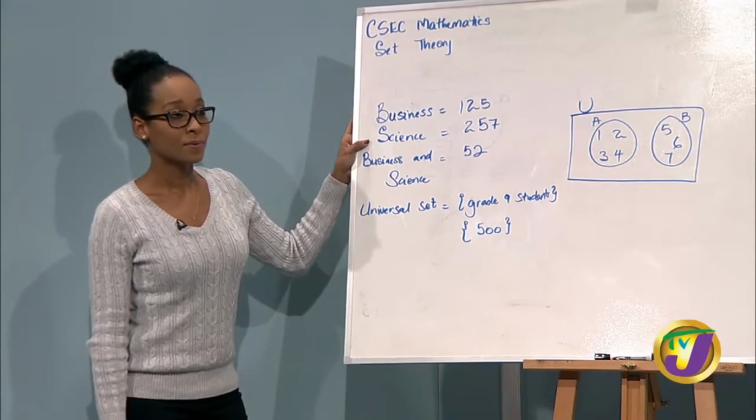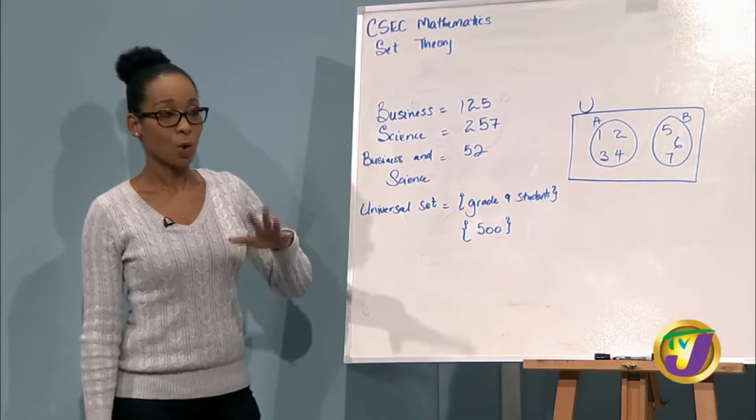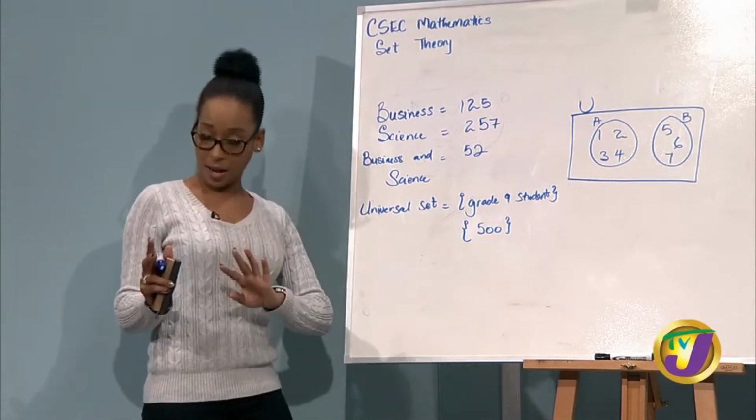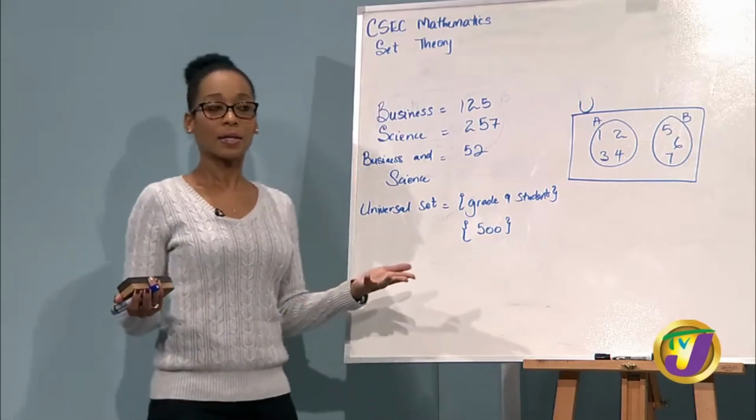So set A is science. Since 52 students did both, and you told me there are 257 students who did science, I'm going to have to take that 52 out of it. Why? Because I'm going to count them twice.